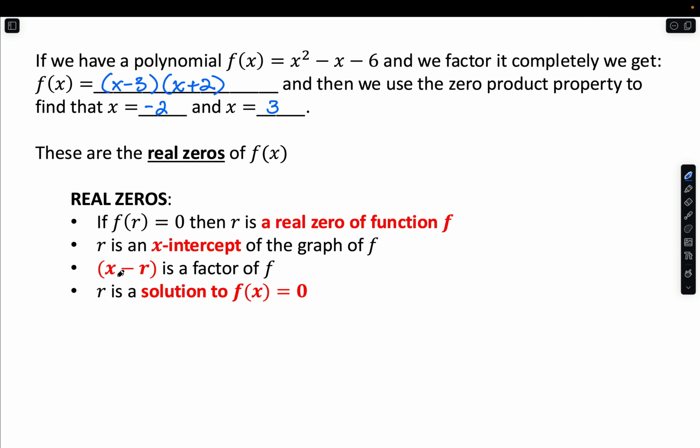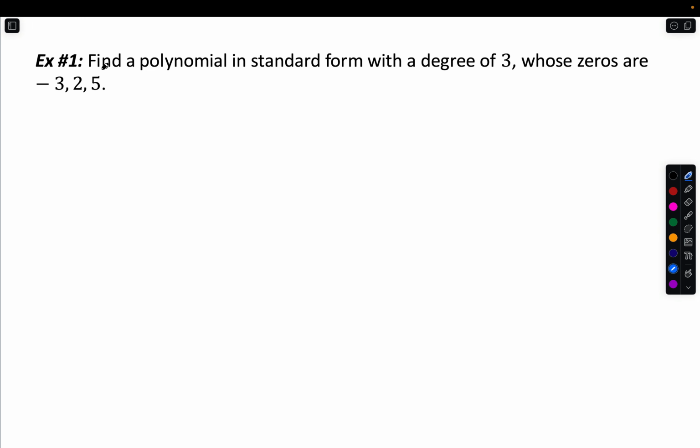The factor, or this binomial x minus r, would be a factor of f. So we saw that 3 was a zero, negative 2 was a zero, so it's x minus 3, and this can be thought of as x minus a negative 2. So those would be our factors, and we also call r a solution. R is a solution.